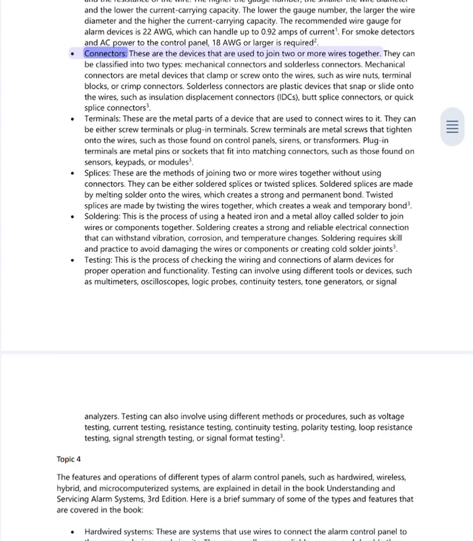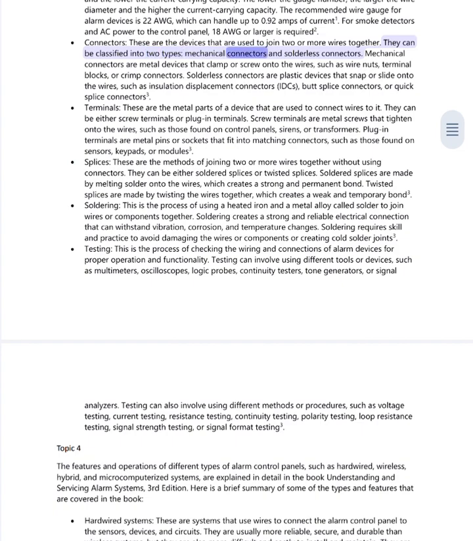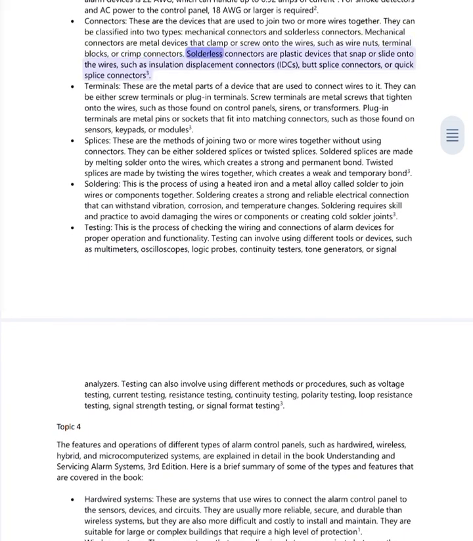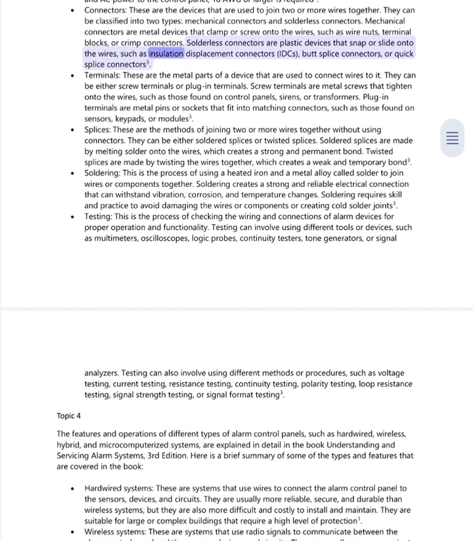Connectors. These are the devices that are used to join 2 or more wires together. They can be classified into 2 types, mechanical connectors and solderless connectors. Mechanical connectors are metal devices that clamp or screw onto the wires, such as wire nuts, terminal blocks, or crimp connectors. Solderless connectors are plastic devices that snap or slide onto the wire, such as insulation displacement connectors, IDCs, butt splice connectors, or quick splice connectors.